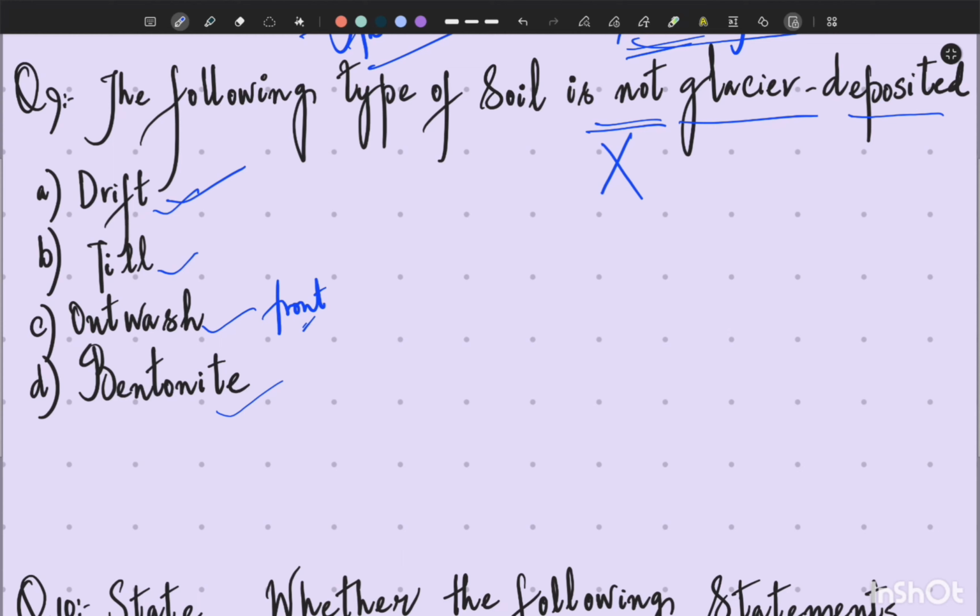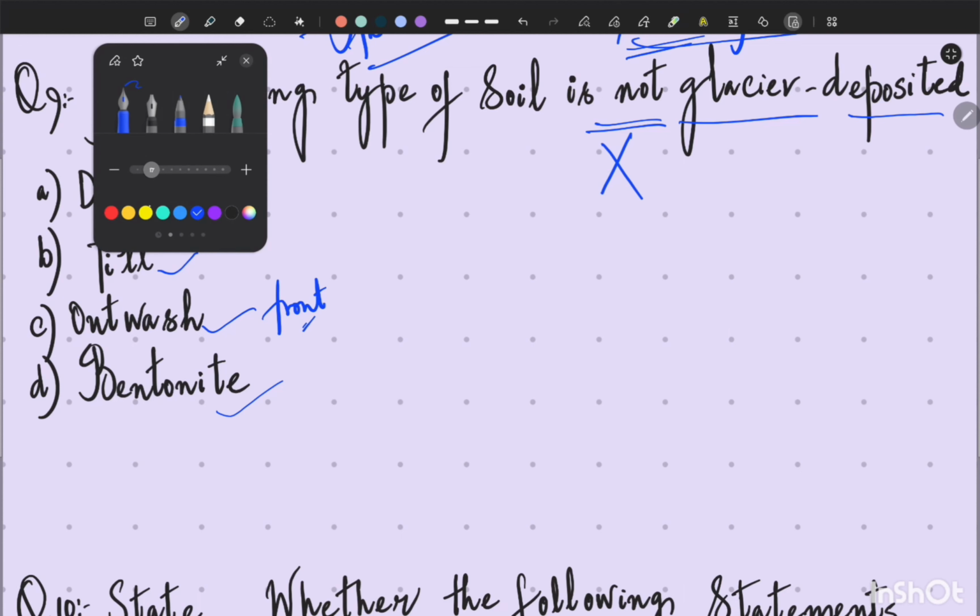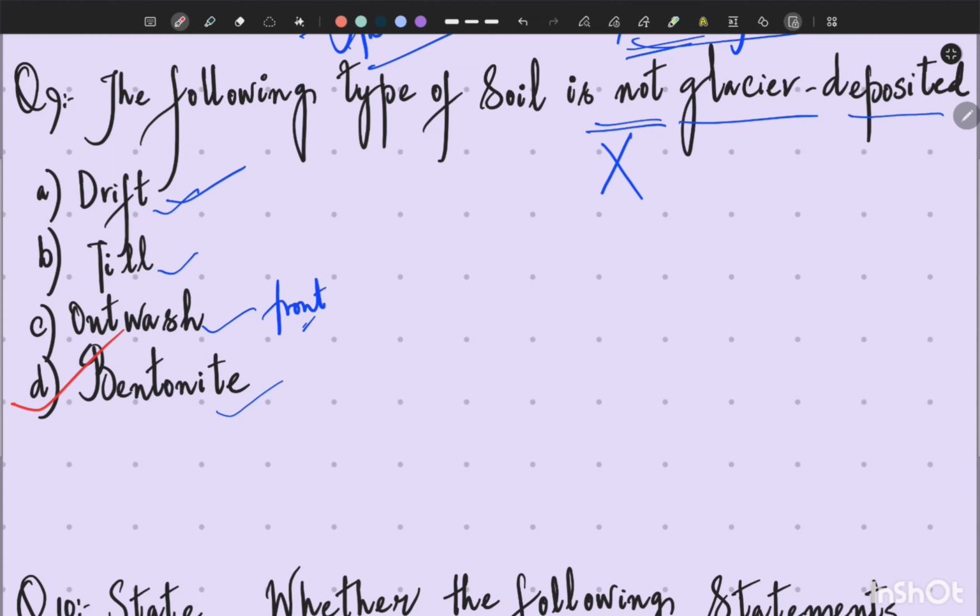So the correct answer for this question is, I'll change the color so that it will look prominent, bentonite. The bentonite is not a glacier deposited soil, whereas drift, till, outwash are definitely glacier deposited soils. Alright. Moving further to the next question.